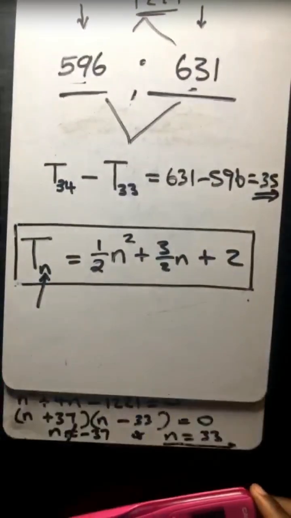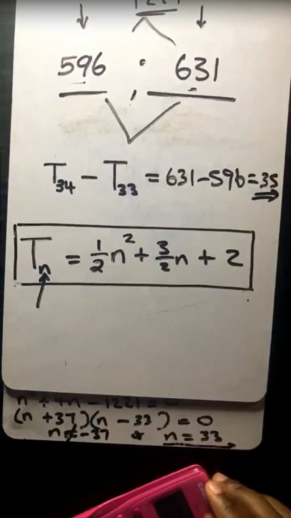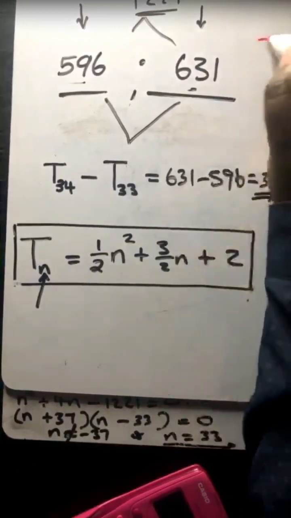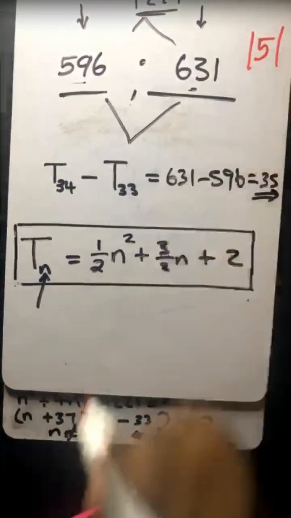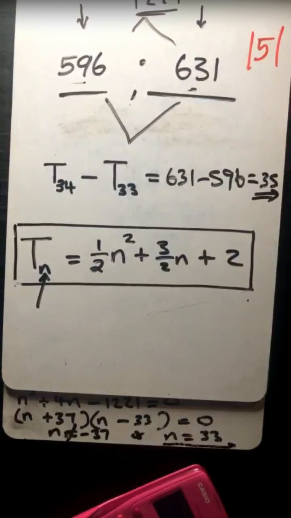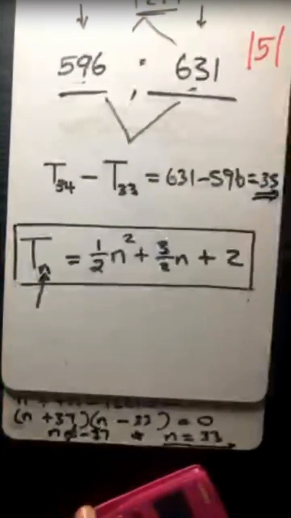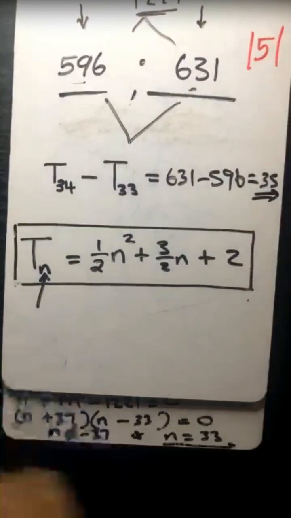That 35 is exactly what the examiner wanted in order for you to get 5 marks. Yes, I think this examiner, he was very angry, I'm telling you. This one, he was very, very angry.